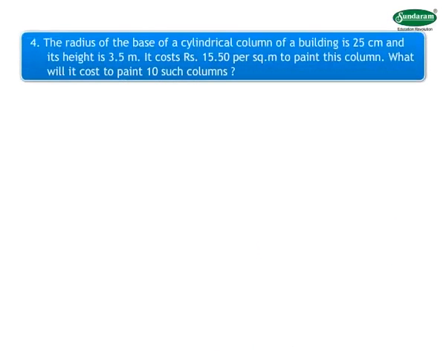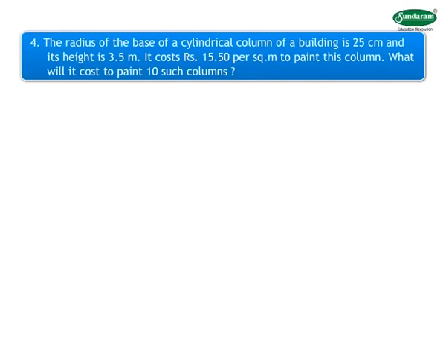4. The radius of the base of a cylindrical column of a building is 25 centimeter and its height is 3.5 meter. It costs rupees 15.50 per square meter to paint this column. What will it cost to paint 10 such columns? As we see, the cost of painting the column is rupees 15.50 per square meter. Hence, we need all the units in meter.